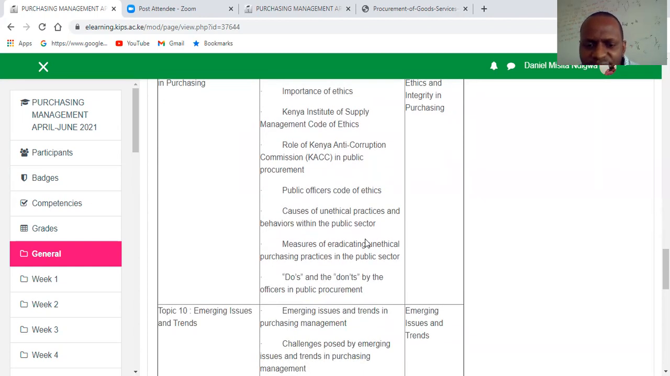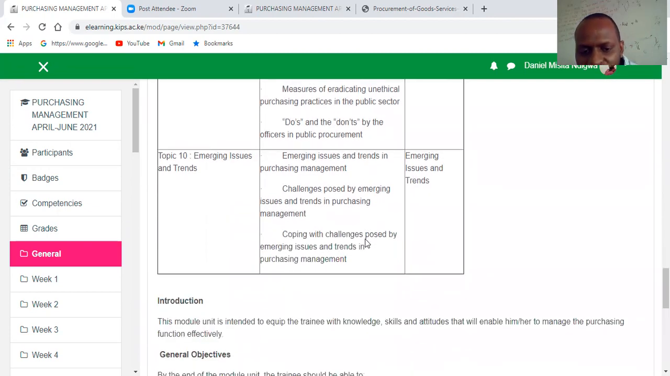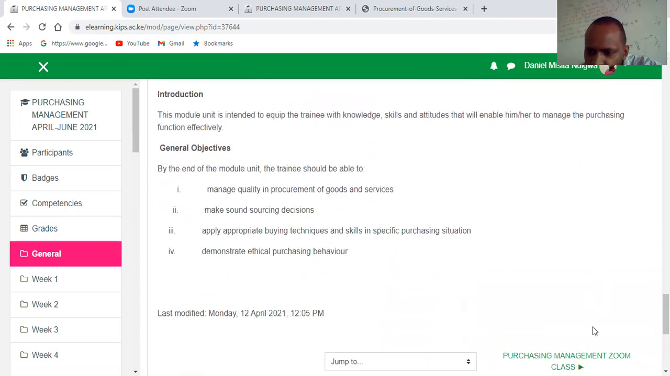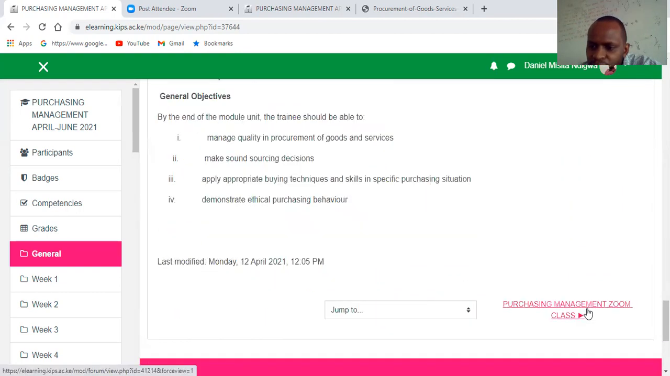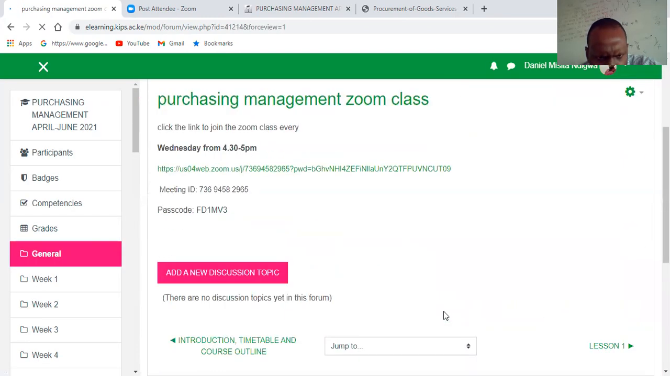Then the other important thing is the do's and don'ts of an officer in public procurement. And lastly is the emerging issues and trends in purchasing management. As we all know, our Zoom class will always be on Wednesday from 4:30 to 5.